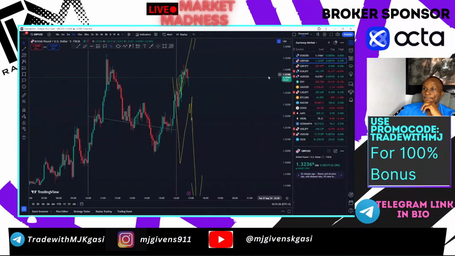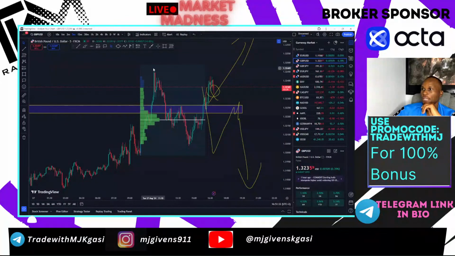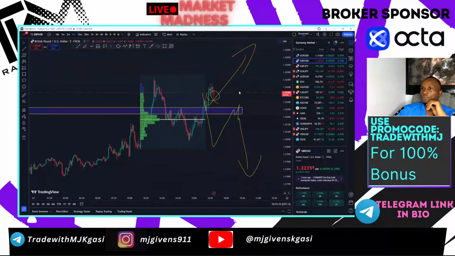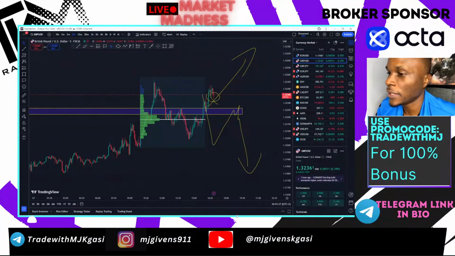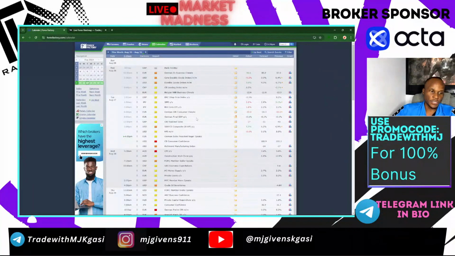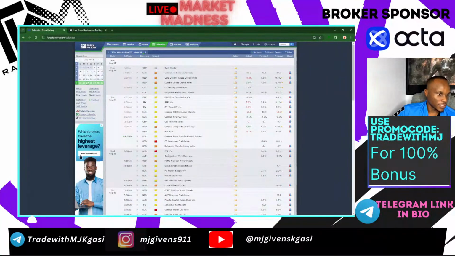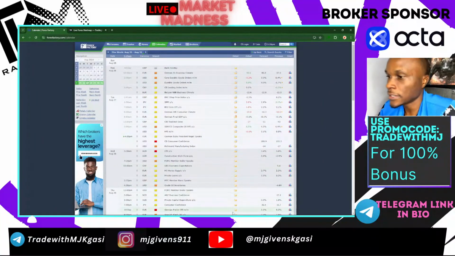British pound USD, still trading to the upside. Are we going to hit 1.32? Well, I don't know, but we'll find out. We haven't looked at our heat map today. I also want us to look at the commitment of traders. Let's look at the commitment of traders again today, and the heat map.